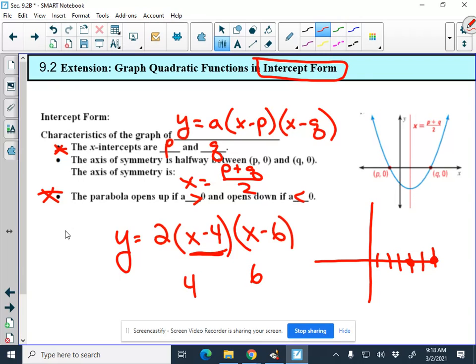If we want to find the vertex this time, the vertex is halfway in between, on the axis of symmetry. So the axis of symmetry, if we take 4 plus 6, putting it in this formula, 4 plus 6 is 10, divided by 2, it's at 5. And then we're going to put 5 into this equation to figure it out. But we'll find the vertex in between those 2 points.